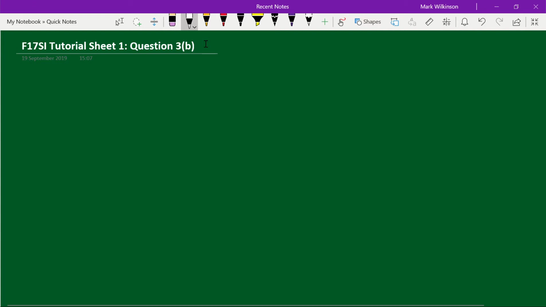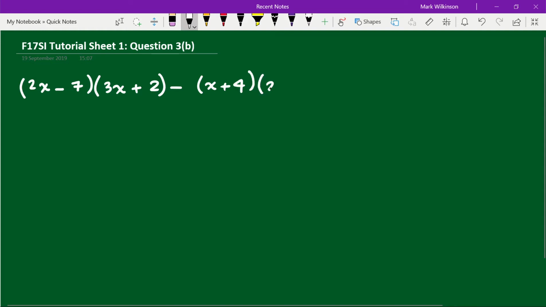Question 3b, we're asked to simplify the following expression, which is a little longer than the last, but let's write it out bit by bit. We have 2x minus 7 all into 3x plus 2, minus x plus 4 into 2x minus 3. Since it's week 1, we'll continue to use our little arrow formalism to help us break these brackets.